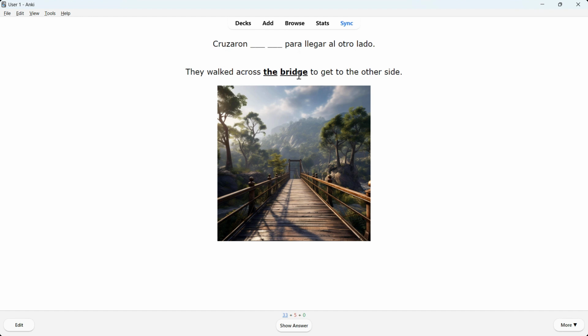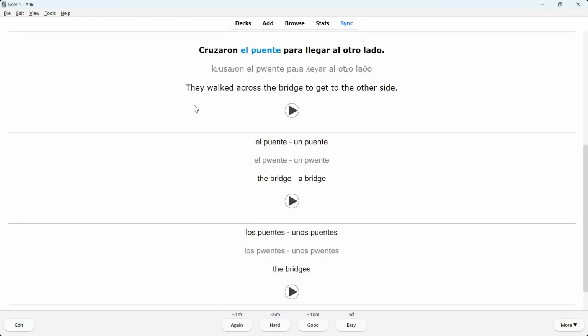They walked across the bridge to get to the other side, the bridge. Cruzaron el puente para llegar al otro lado. El puente, un puente. Los puentes, unos puentes. And again, here you see, for example, that the noun is in blue. That is because we are dealing with a masculine noun. So we had the feminine nouns in pink and the masculine nouns in blue.